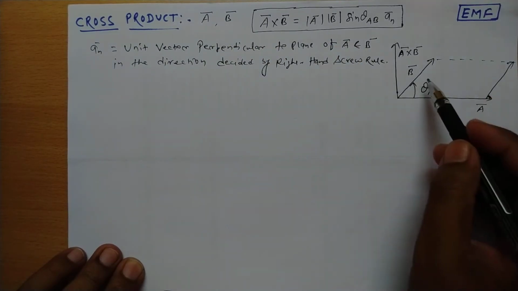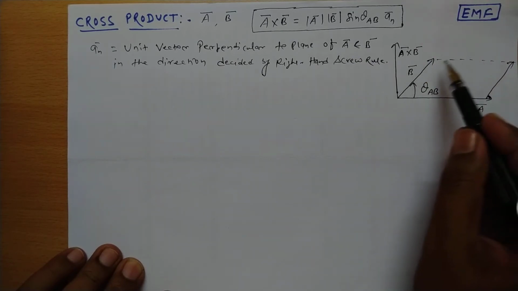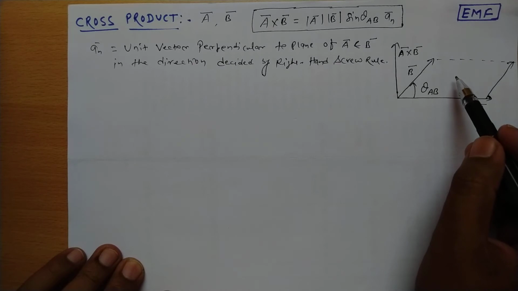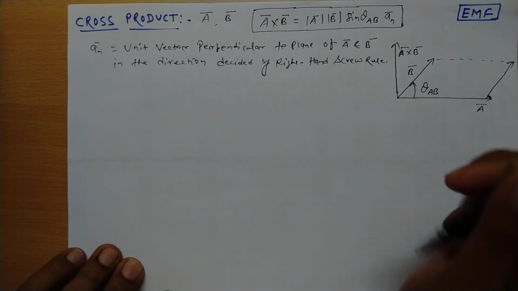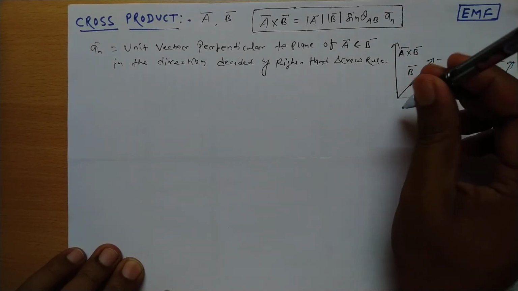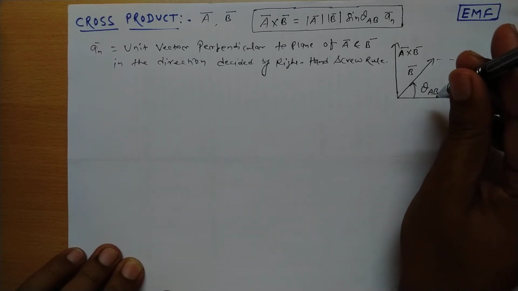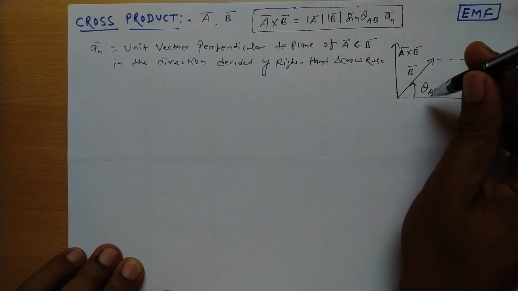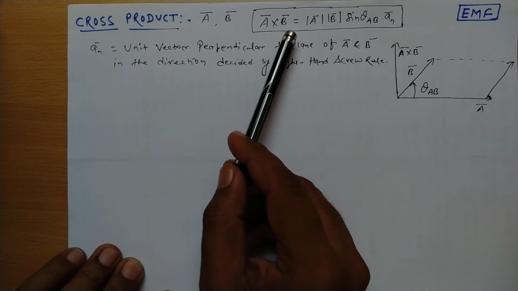So the area that vector A and vector B make, the perpendicular to that area will be this unit vector. Just like the screw rule says, if we take a screw here, and this is the plane of A cross B, then the perpendicular to this plane is the direction defined by the unit vector an, right? So this is the standard format of the cross product.